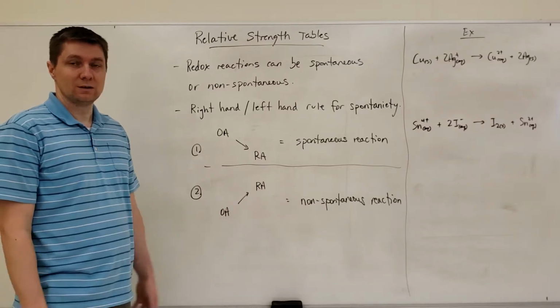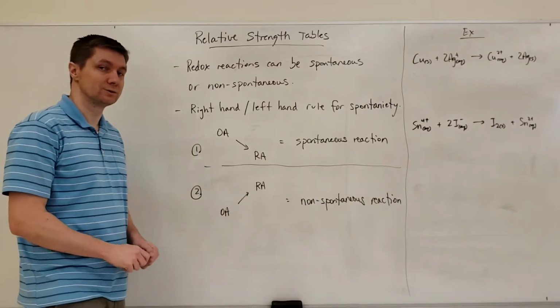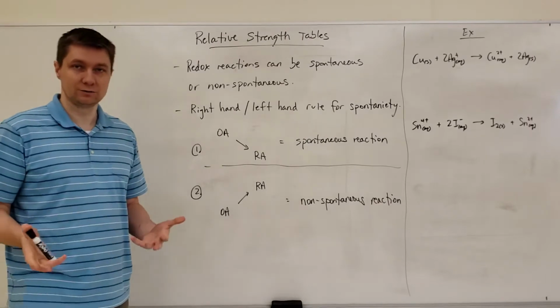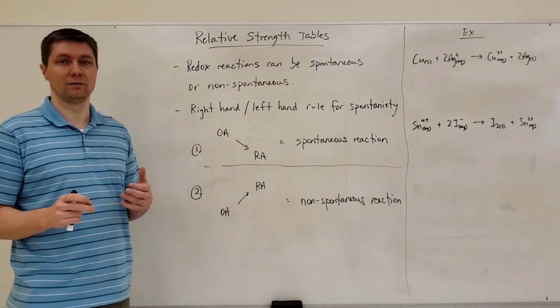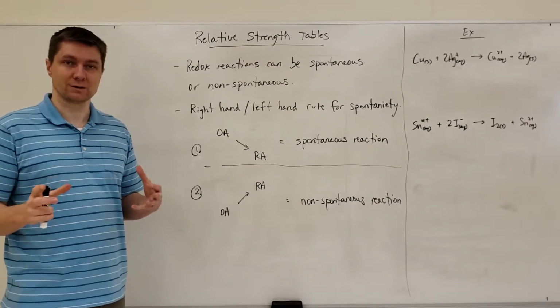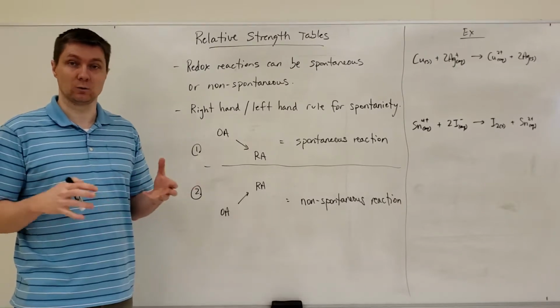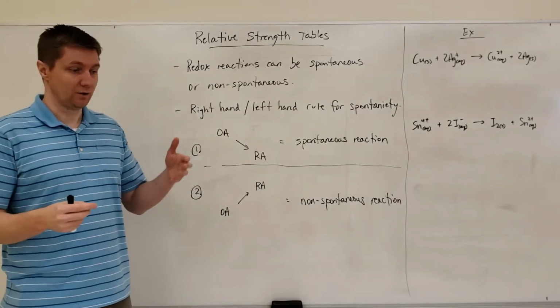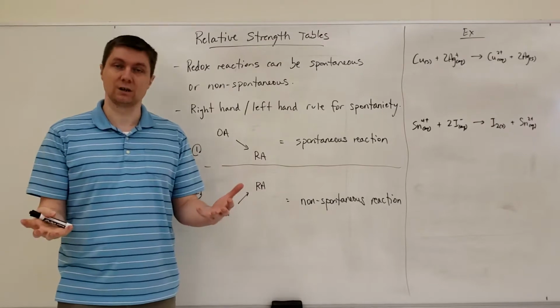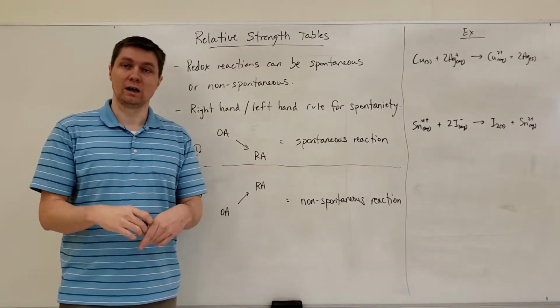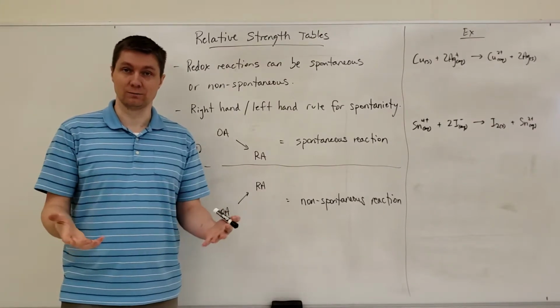So the next concept is relative strength tables. And in order to do relative strength tables, we need to have an understanding of the fact that redox reactions can be either spontaneous or non-spontaneous. In other words, if I take an oxidizing agent and a reducing agent and I mix it together, will I observe a reaction that happens on its own?